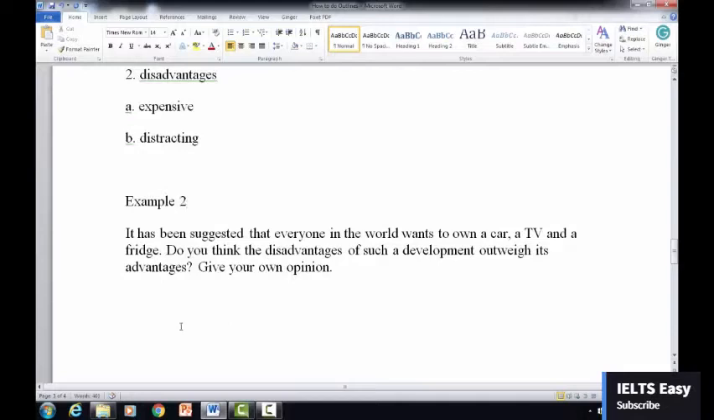Another example. And what I want you to do for this example, you see this example number 2 right here? The question says, it has been suggested that everyone in the world wants to own a car, a TV, and a fridge. Do you think the disadvantages of such a development outweigh its advantages? Give your opinion. What I want you to do as an assignment, okay, this is an assignment. And so you should be taking notes because this is an assignment for you to do. Why don't you go ahead and try to outline this question?